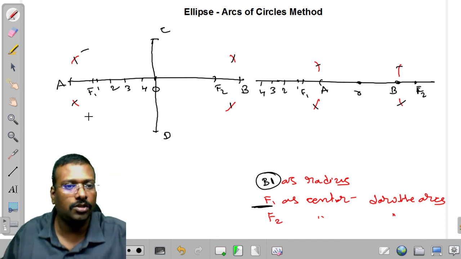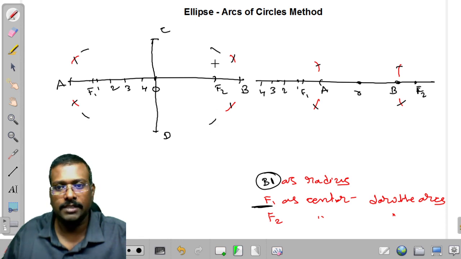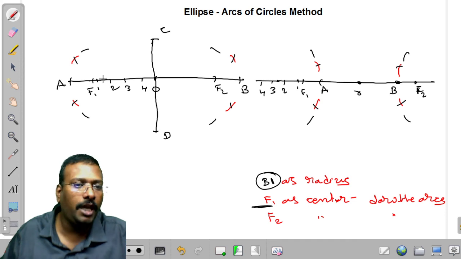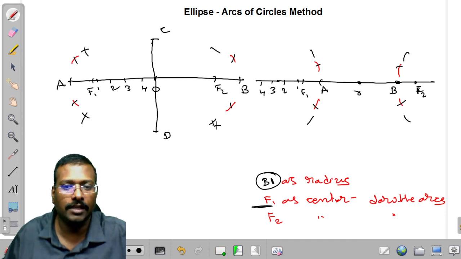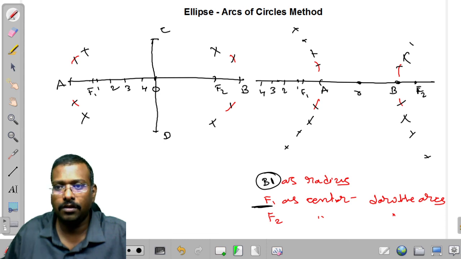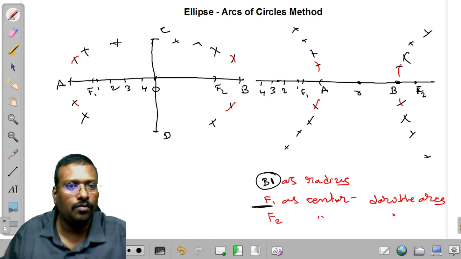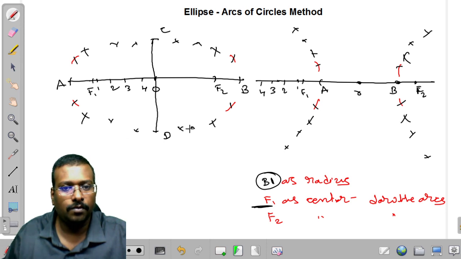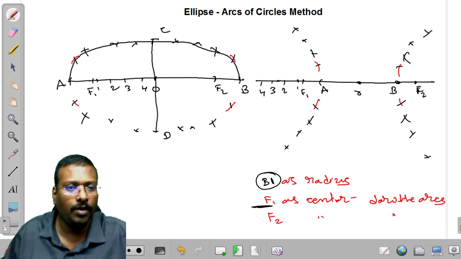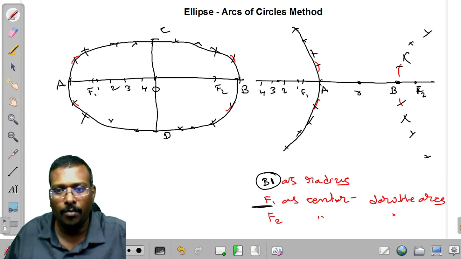Similarly, A2 as radius, draw the arcs, F1, F2 as centers. Here also A2 as radius, F1, F2 as centers, draw the arcs. Now B2 as radius, F1, F2 as centers, cut the arcs. So very simple, like this we are going to get the 4 points here. So here also we are going to get 4. If you join all these points as a smooth curve, we are going to get the required ellipse. In this case we are going to get the required hyperbola.